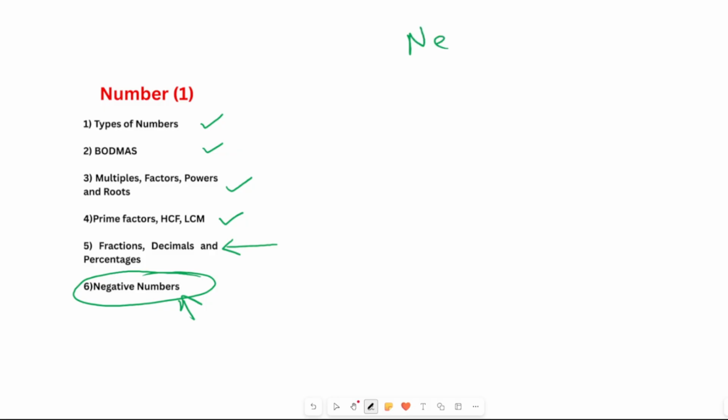Negative numbers. Of course, no one wants to be negative, right? No one wants to be negative. We all want to remain positive. But negative numbers are part of life. We will encounter them. Okay.